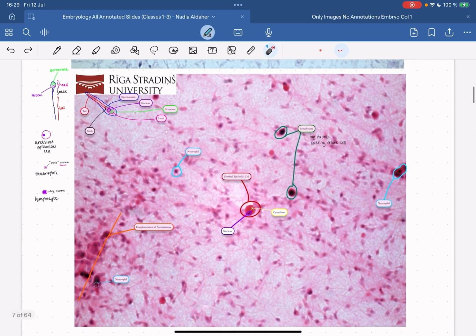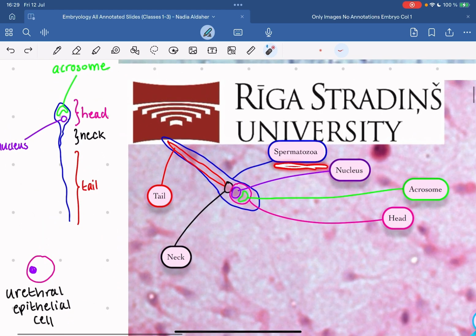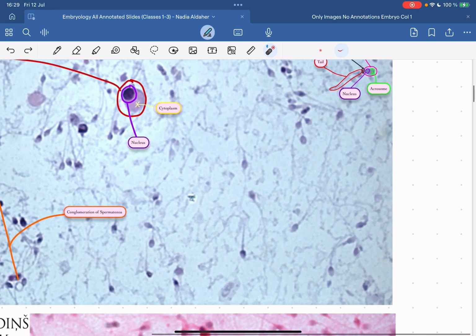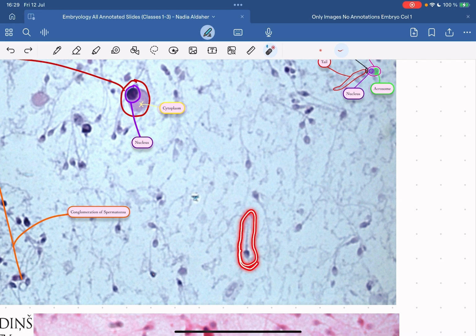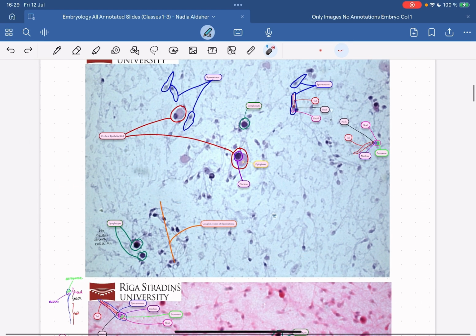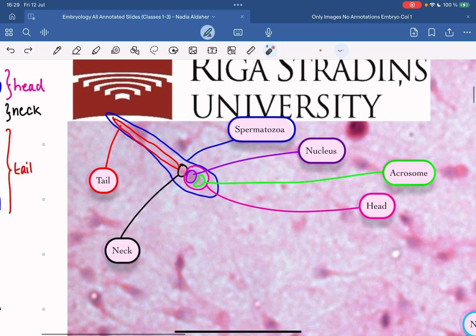Another cell that is iconic for human sperm is obviously the spermatozoa. Now you don't write spermatocyte or the sperm cell, you write specifically spermatozoa. And they appear like so. They have a classical sperm-like shape, and they have some segments that you have to know.